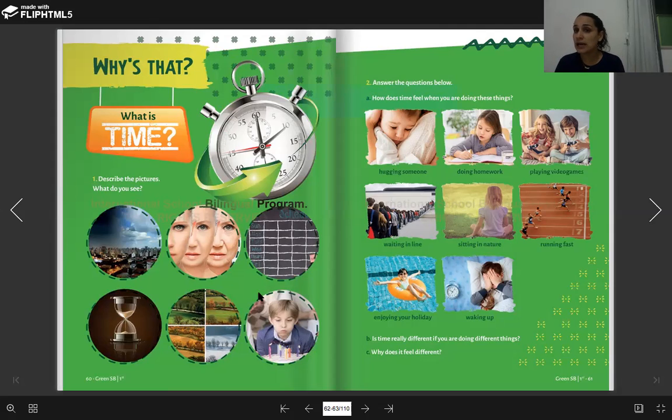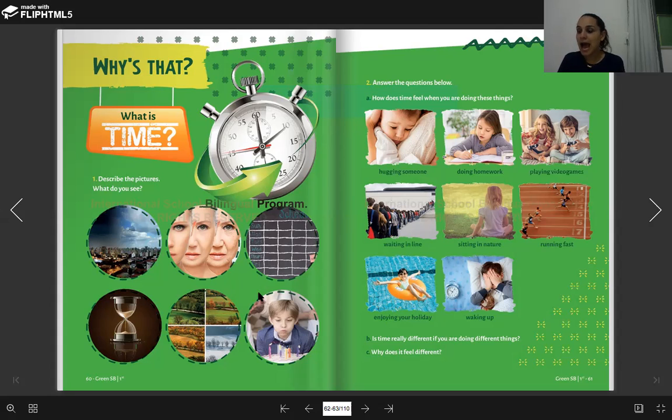How does time feel if you have to read a book you don't like for 1 hour? Okay. Do you think the time feels fast or slow when you read a book that you don't like for 1 hour? Do you think the time is passing slow, is going slow or fast? What do you think?